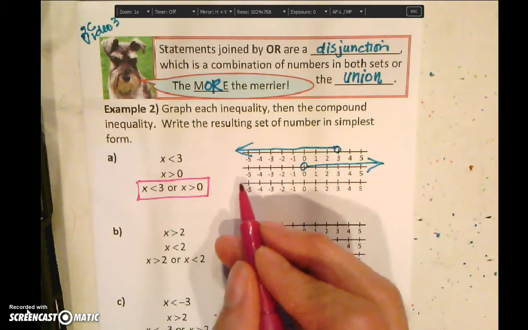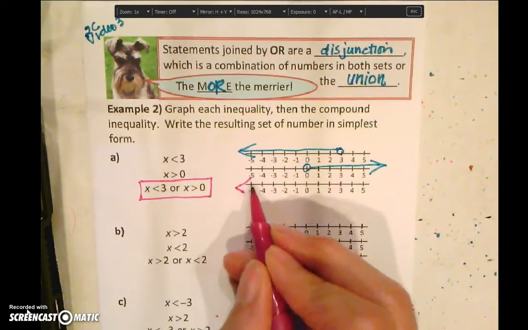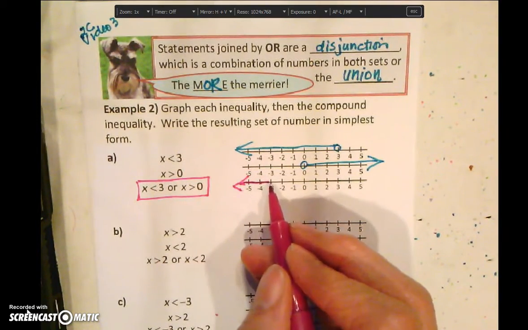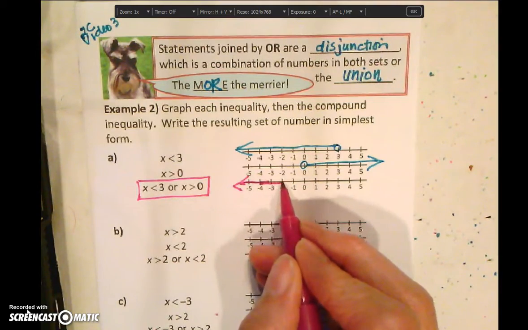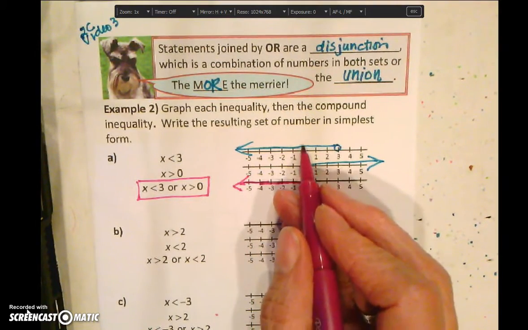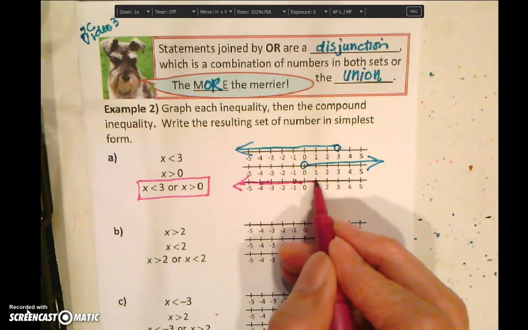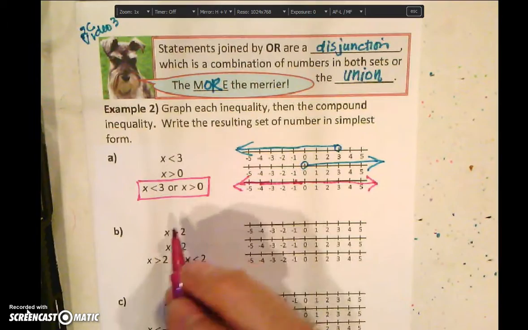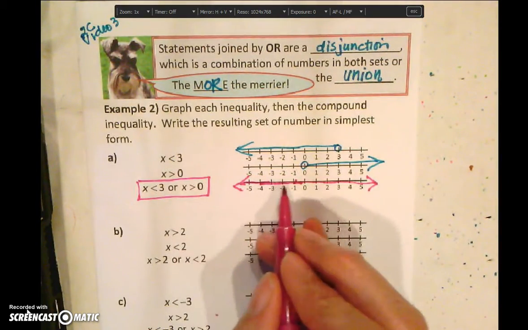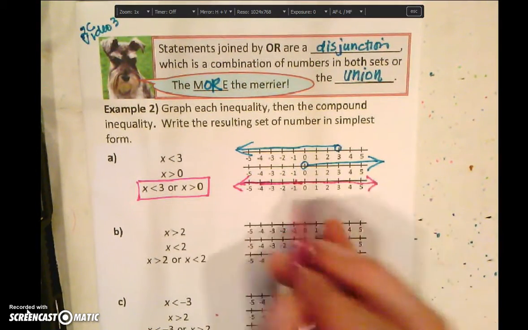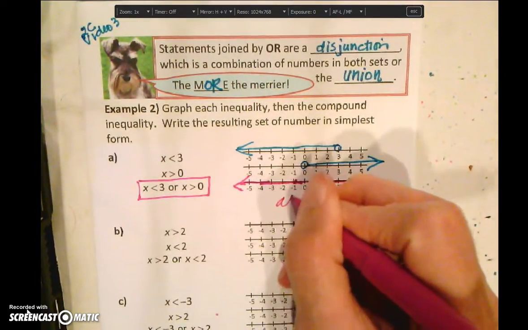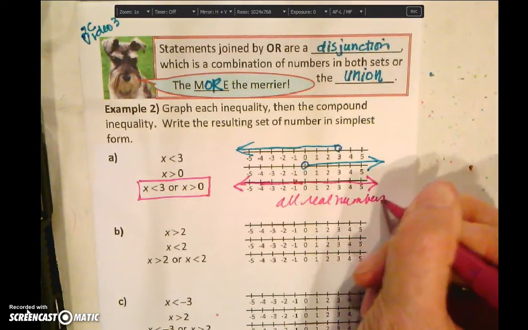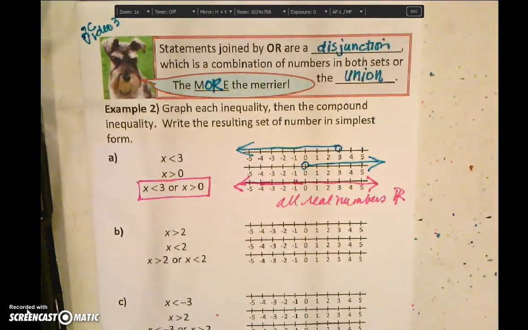So you can see that it starts over here on the left. And all these numbers are in at least one of these sets. So this has to be in at least one of them. The 0 itself is in the top set, so it's going to go across all the way to this end. So when I do x is less than 3 or x is greater than 0, I actually have every number in the whole number line in there. So we'd say that this is all real numbers, which can be written as that capital R.